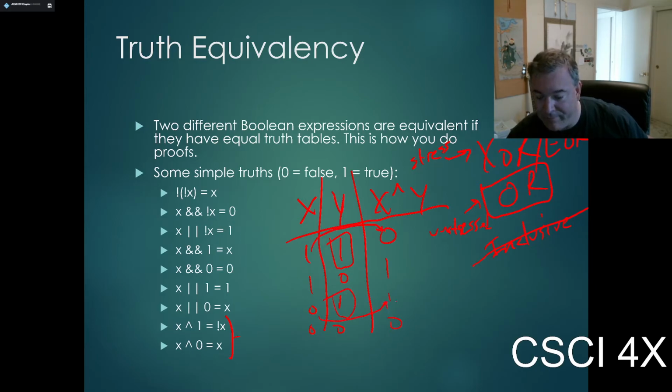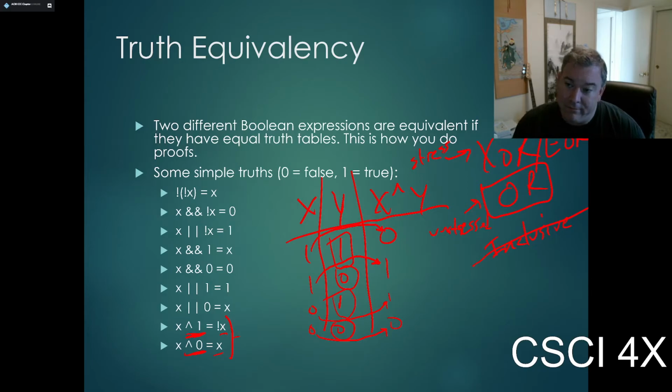0 becomes 1. Okay? When y is 0, it leaves the bit alone. So when y is 1, it flips the bit. X becomes not x. When y is 0, it leaves the bit alone. True stays true. False stays false. Okay?